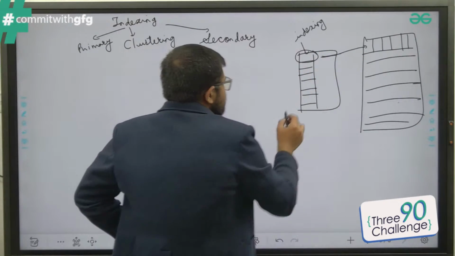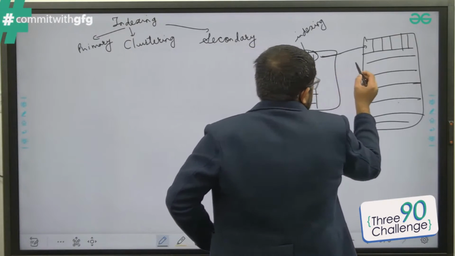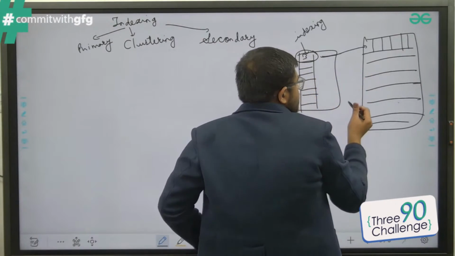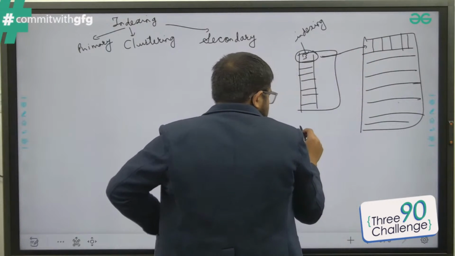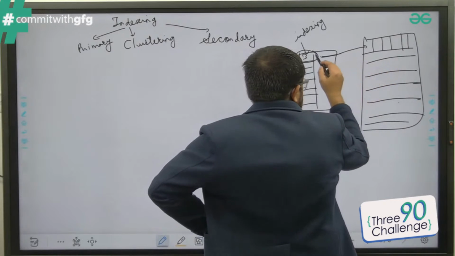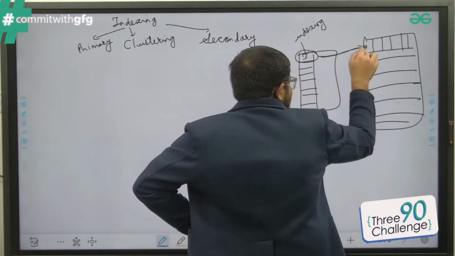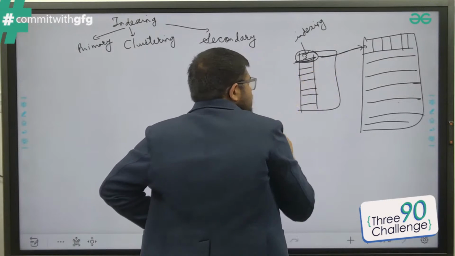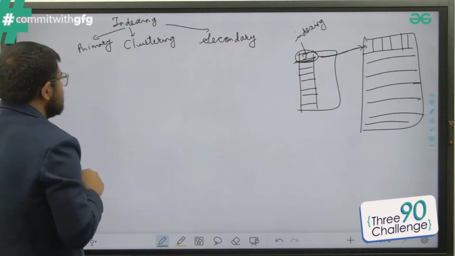For example, this is roll number 3. Then you will point to a block. Remember, not a record, you will point to a block. There is a block on the disk, and in one block there may be multiple records. So you will point to a block which will contain the record having the indexing attribute value 3.